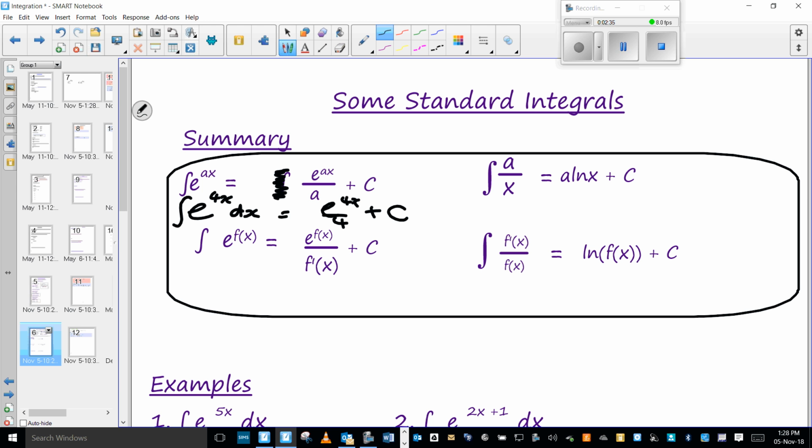If you have the integral of a over x, again, a can be any number, then the integral would be a ln x. So if you had the integral of 5 over x, then it would be 5 ln x plus c.